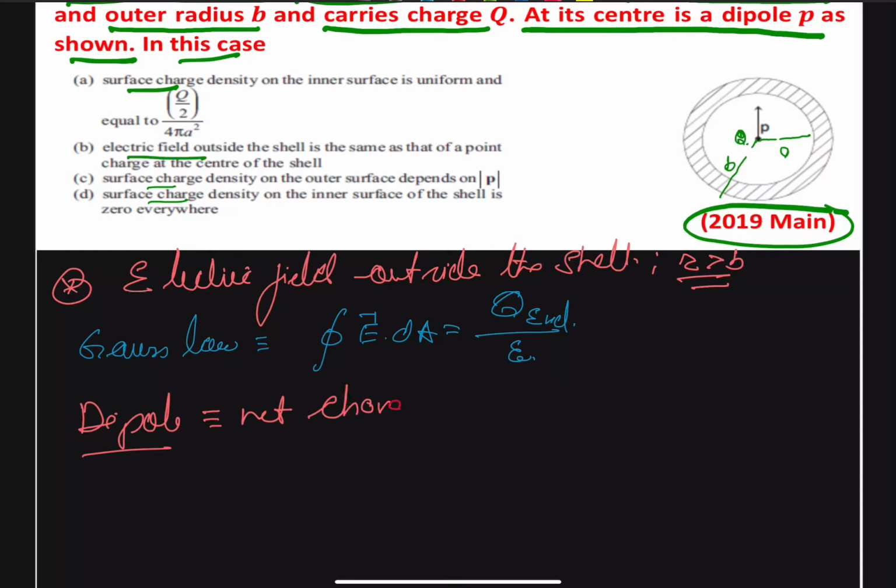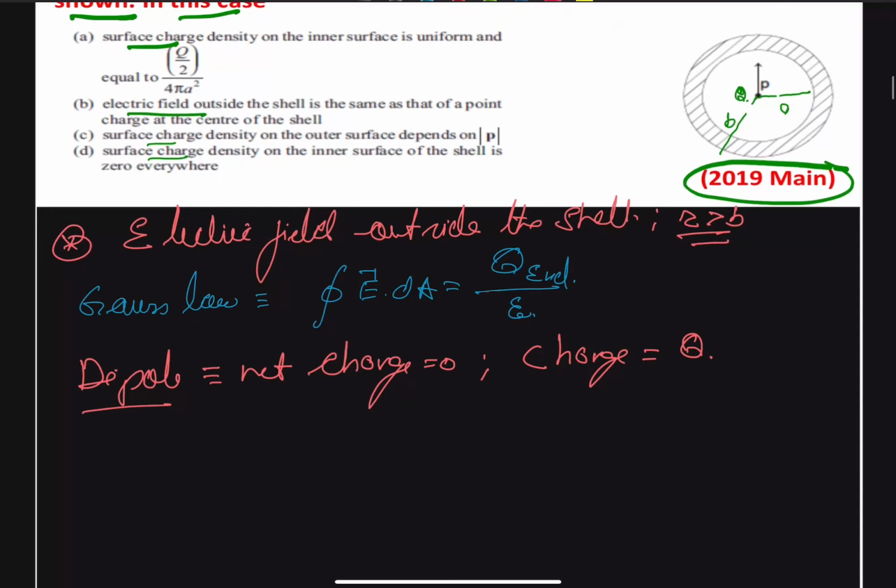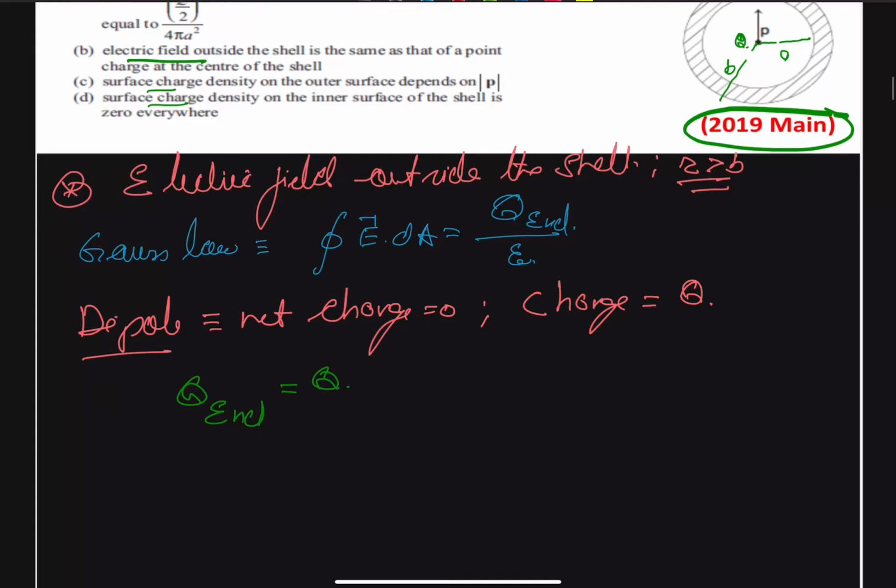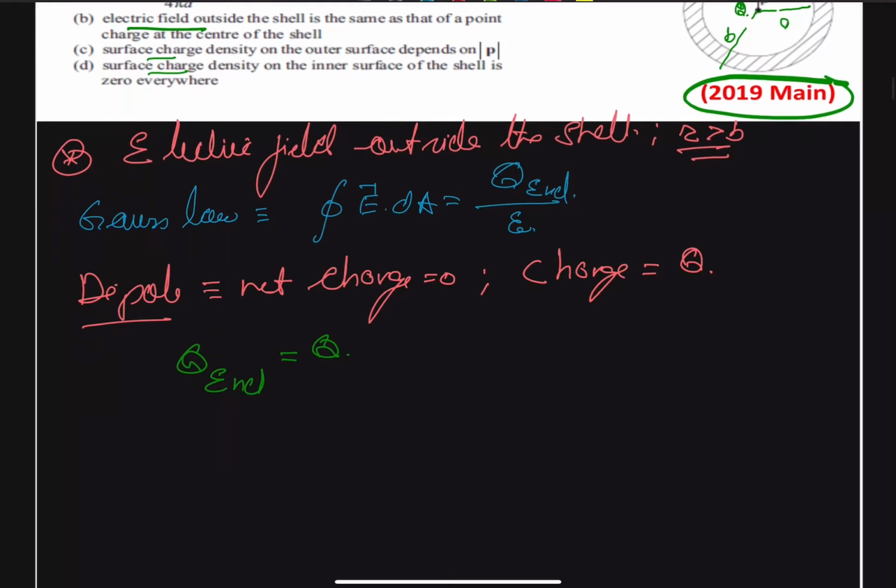Net charge is equal to 0. But along with the dipole, there is also a given charge at the center, which is our Q. Therefore, our charge enclosed will be equal to Q. Therefore, we can say the electric field outside will be equal to 1 upon 4 pi epsilon naught, Q upon R square, and this is the same as the electric field because of a point charge at the center.